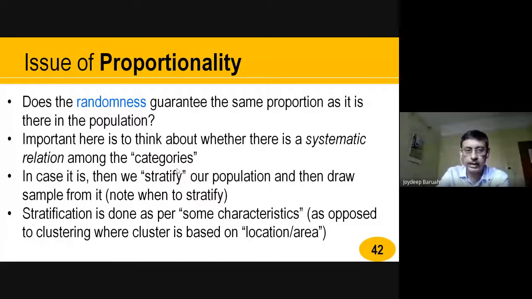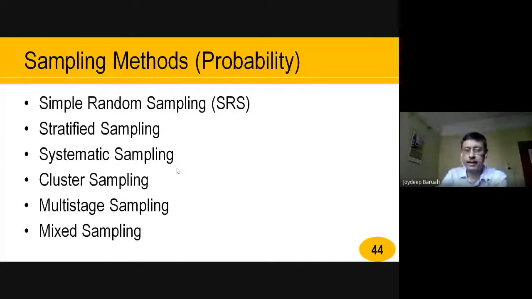Now, combining these two, we have different methods of sample selection. They are called simple random sampling, stratified sampling, systematic sampling, cluster sampling, multi-stage sampling, and mixed sampling. All right. Simple random sampling is, as it says, simple. You have a population and you allow units to have the same probability of getting selected. So it's simple random sampling.